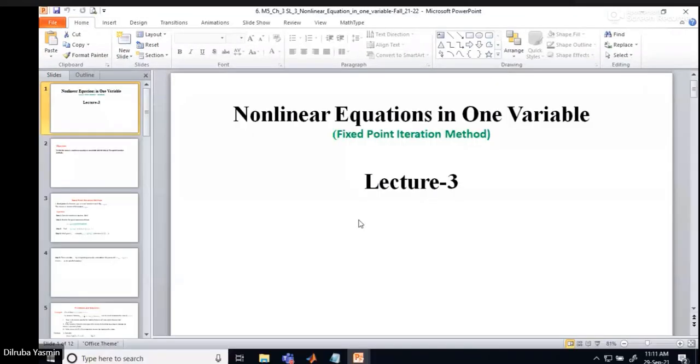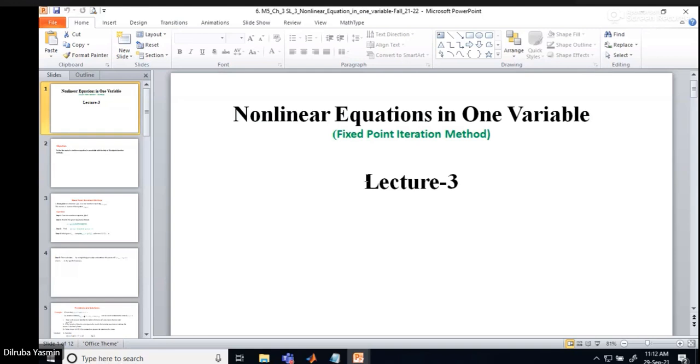Fixed point iteration method to solve any nonlinear equation in one variable. So how do we solve this problem, isn't it? This is the last method among 5 methods to solve nonlinear equation in one variable. So how do we apply fixed point iteration method to solve any nonlinear equation in one variable?